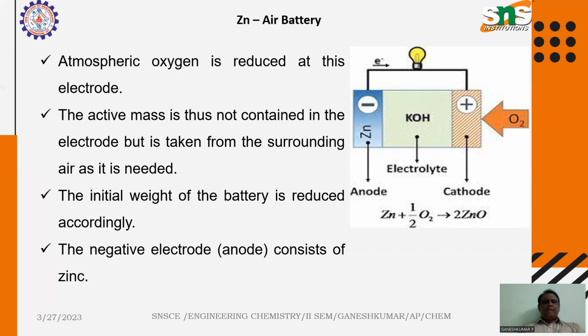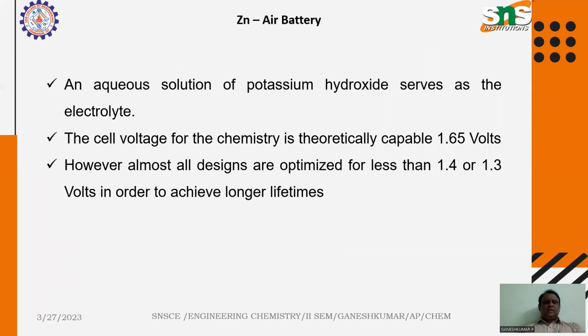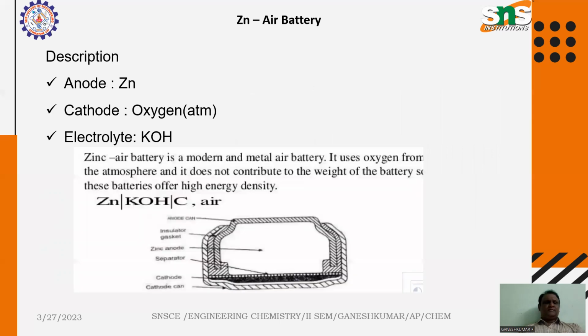So this battery is lightweight, and the reaction which is undergoing there is given like this: Zn plus half O2 gives ZnO. An aqueous solution of potassium hydroxide between these two serves as an electrolyte. So theoretically, this battery produces 1.65 volts. However, there are some optimized designs which have longer life but produce less electrical current, that is 1.4 to 1.3 volts.